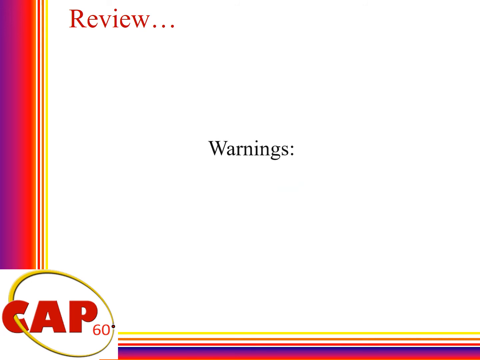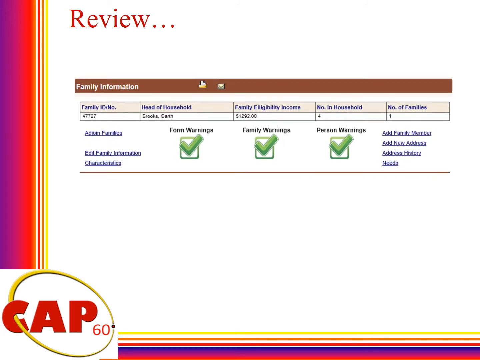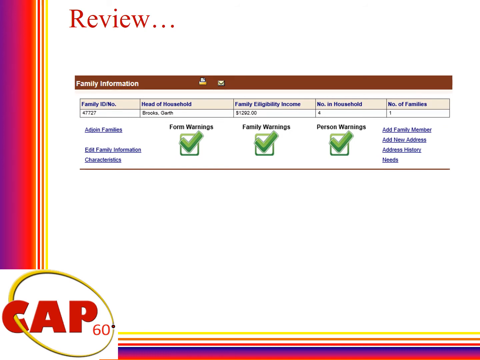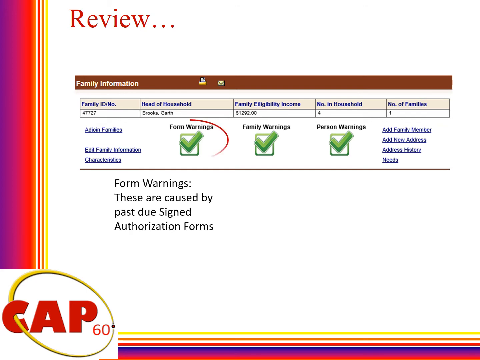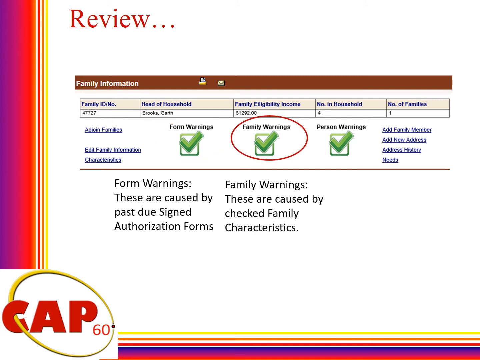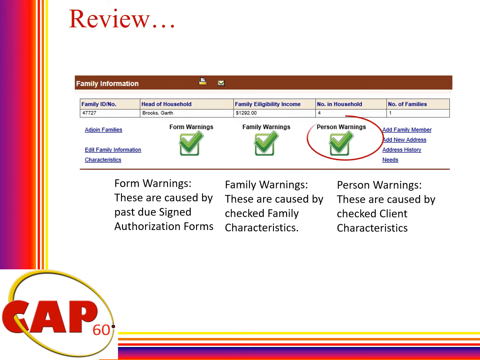It's time to review the Family Information Warning Indicators. These warnings display at the top of the Family Information screen. They are here to guide us to potential errors that must be reviewed prior to completing the entry. Here are the meanings associated with these indicators. Form warnings. These are caused by past due signed authorization forms. Family warnings. These are caused by checked family characteristics. Person warnings. These are caused by checked client characteristics. You can clear these warnings by clicking the warning symbol and removing them manually, or while you are completing the auditing process, which is preferred. We will review this more later in the training.